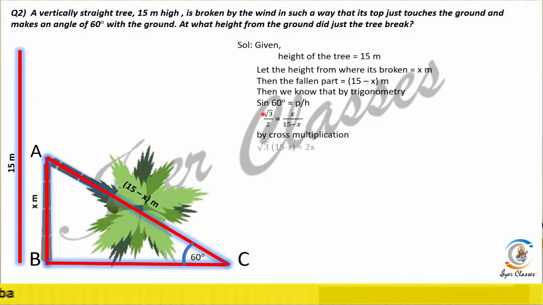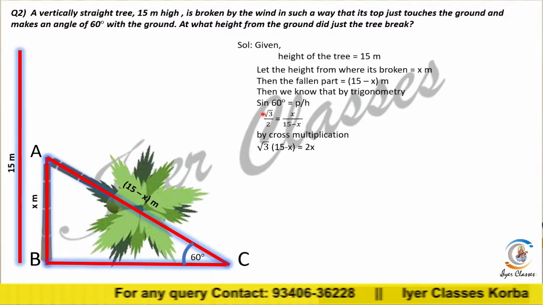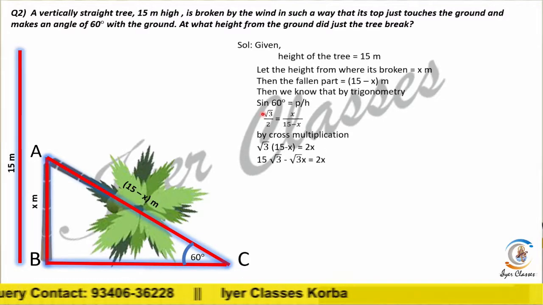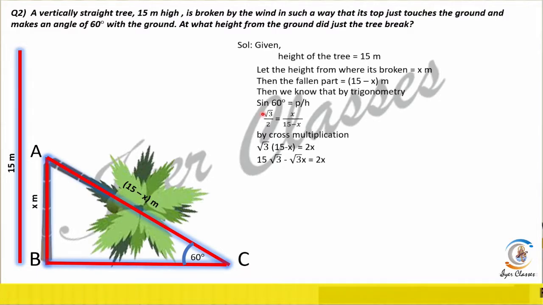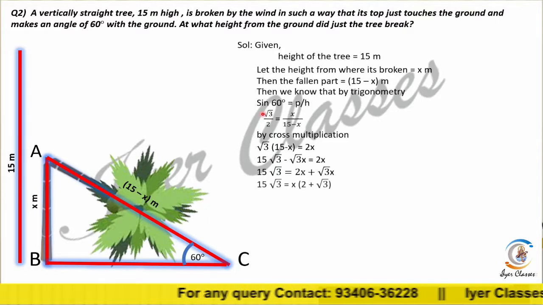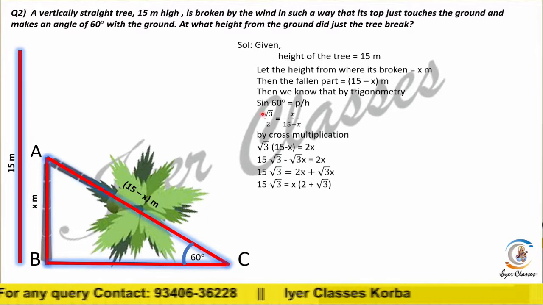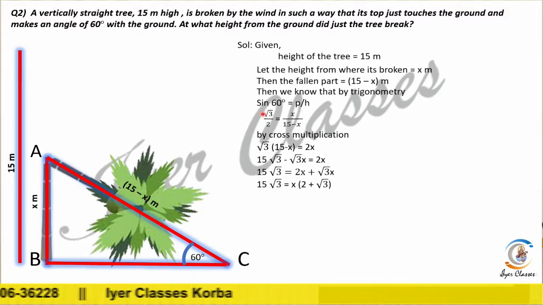Cross multiply. You get root 3 times, inside the bracket, 15 minus x, and that is equal to 2x. Open the bracket. You get 15 root 3 minus root 3 x is equal to 2x. Take all the x to one side. Take out x common and you will have 15 root 3 is equal to x, inside the bracket, 2 plus root 3.